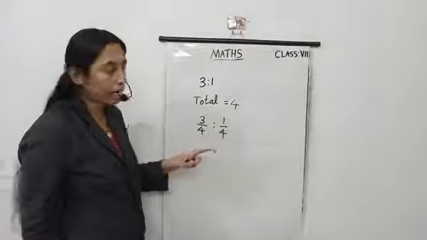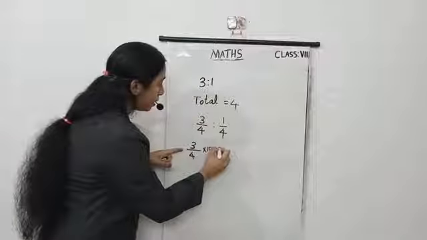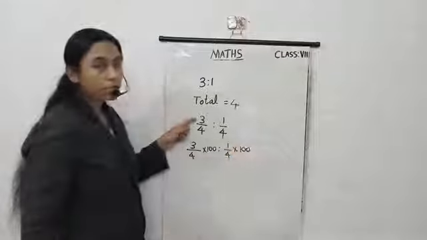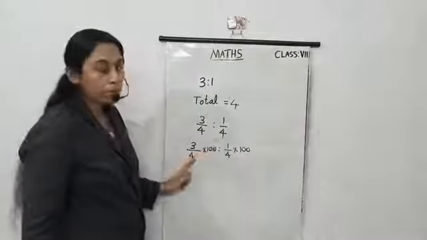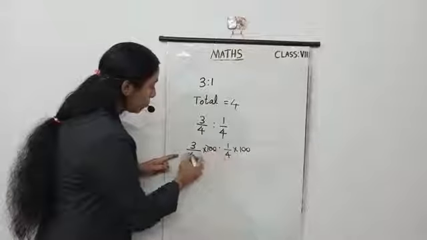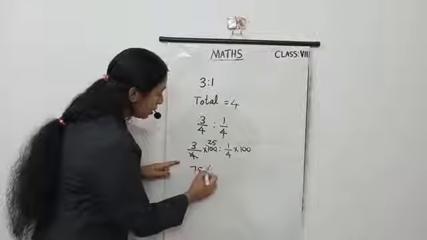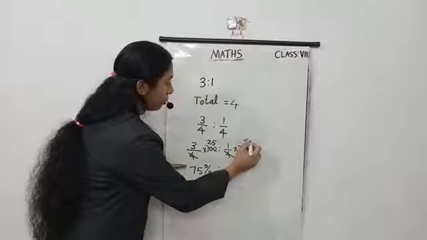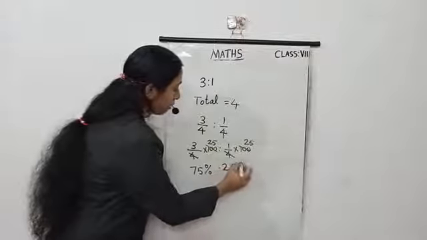Multiply with 100. So 3 by 4 into 100 is to 1 by 4 into 100. This fraction into 100, then we can convert it as a percentage, this fraction also. Now 100 by 4 we get 25, and 3 into 25 is 75 percent is to, here also 100 by 4, 25, and 25 into 1, here 25 percent.